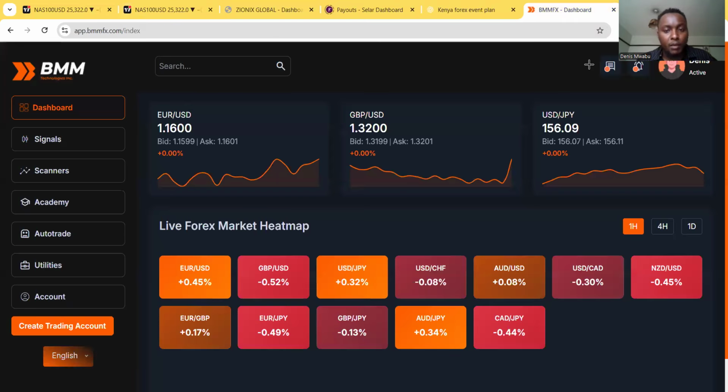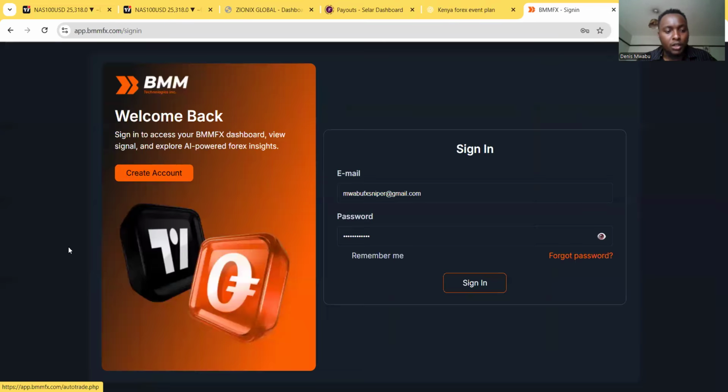Maybe I can show you the BMM website also. We have the auto trading section here. On this auto trading section, this is where you'll get access to what I'm talking about. We're also working on more scanners that will be coming. Imagine having a specific scanner for only gold, and specific scanners for other pairs. The academy section will also have more videos. If you join in here, you have guidance on how to get access and use most of our tools.